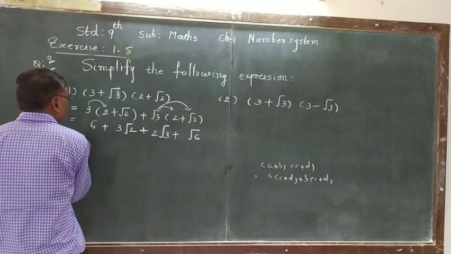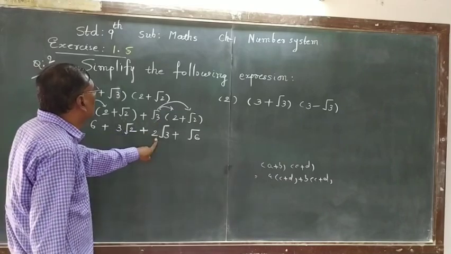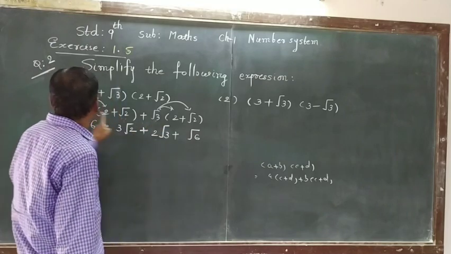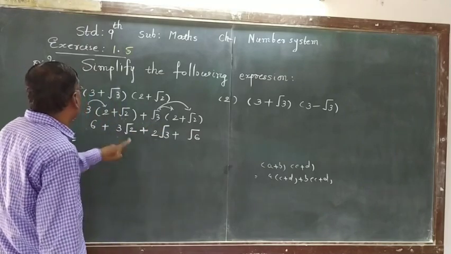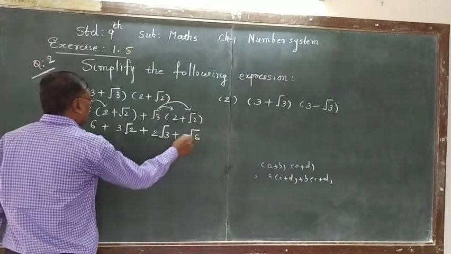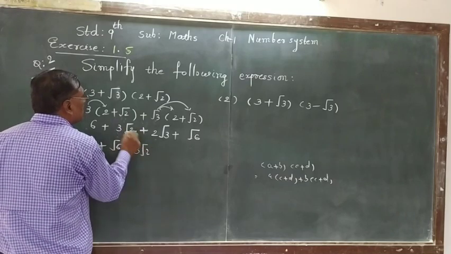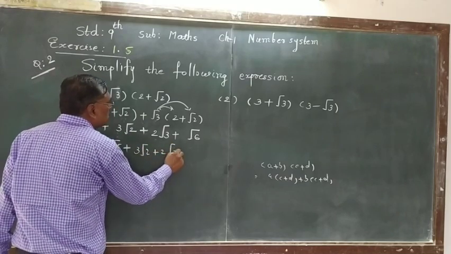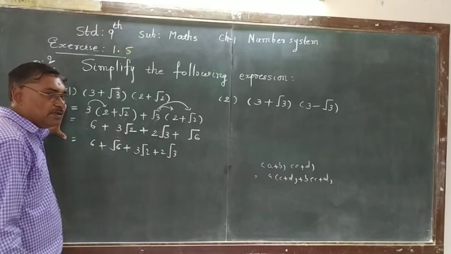Now this is root 3 root 2, root 3 root 6, this is the 6, 3 root 2. Now if you write 6 plus root 6 plus 3 root 2 plus 2 root 3, so this is the answer.